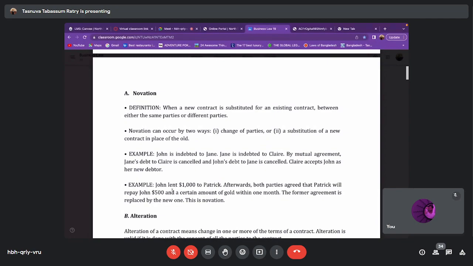John initially took the money from Jane, and Jane took 100 taka from Claire and gave it to John as a loan, right? Now by mutual agreement the parties cancel their existing contracts and form a new contract, where John becomes a new debtor, who is not paying Jane directly but paying Claire directly. So this new contract has been substituted for the existing contracts. So what has happened to those existing contracts? By change of parties, the contract is terminated by mutual agreement. When there is change of parties, we call that termination by mutual agreement novation. So novation is a method to terminate a contract by mutual agreement. Is everyone clear?